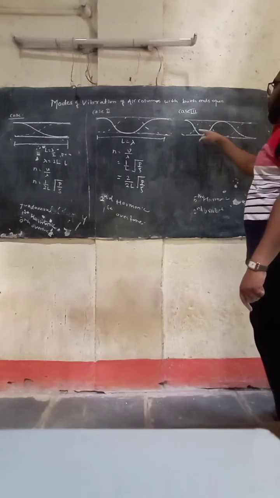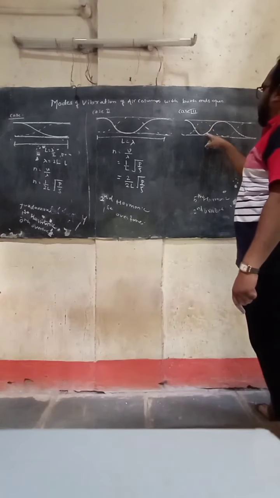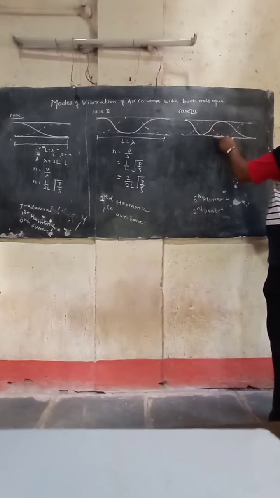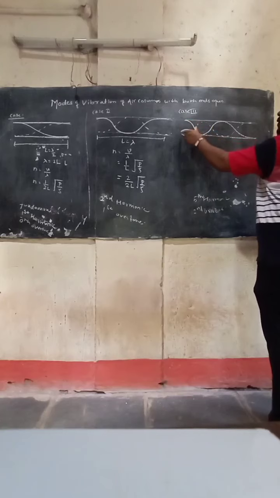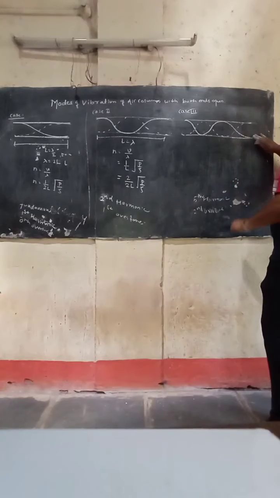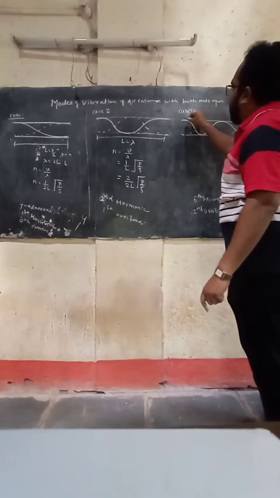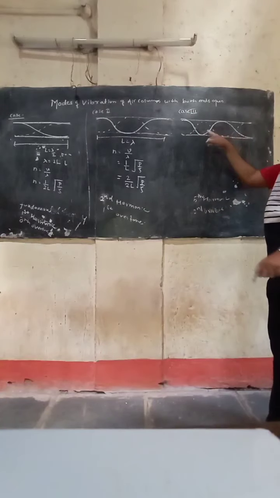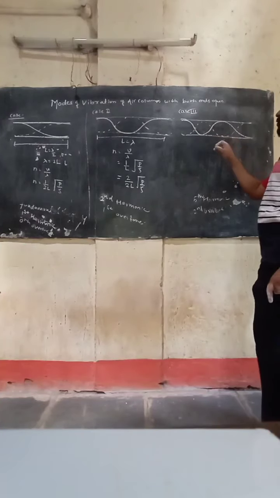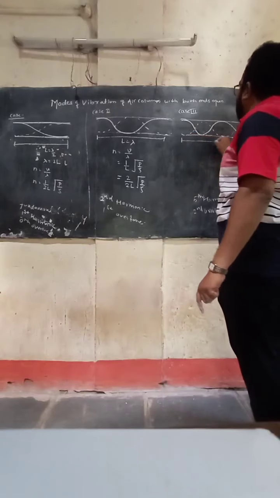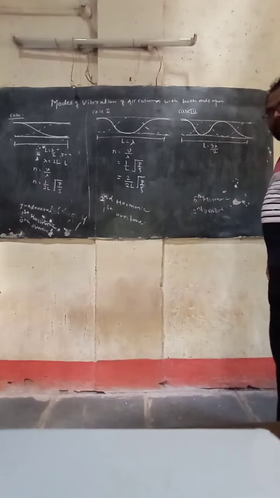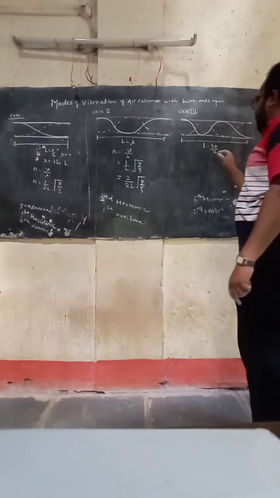Now see, from here one trough is there, one crest is there. This half plus this half is a full wave. This 1/4 and this 1/4 is half. So half plus half is 1, plus half is 3/2. So 3/2 wave will come. So you can say L is 3 lambda by 2, 3 lambda upon 2.